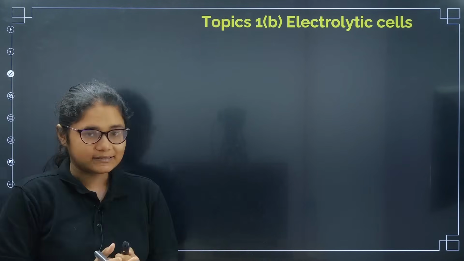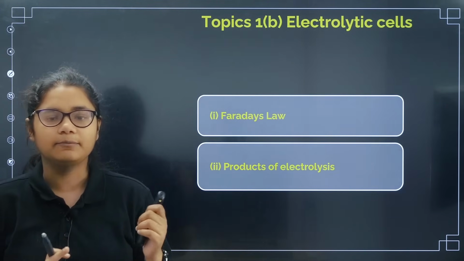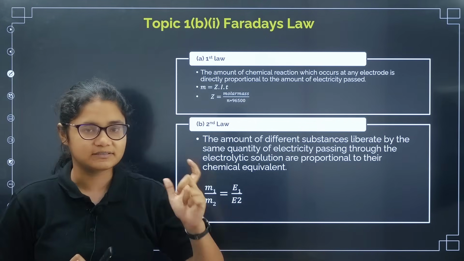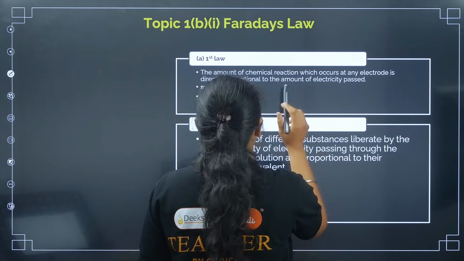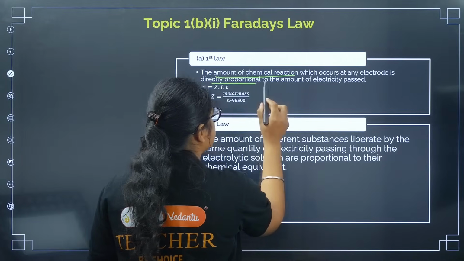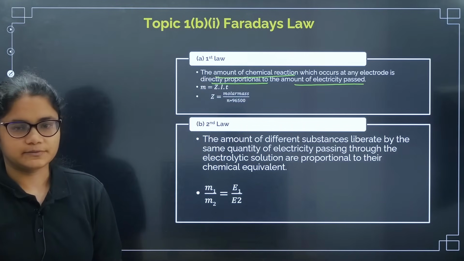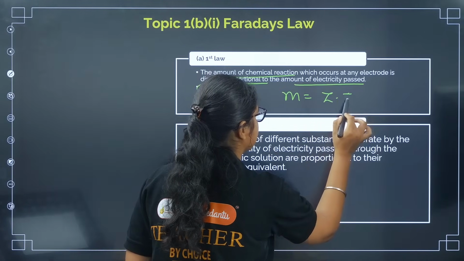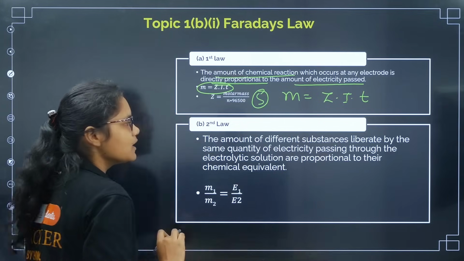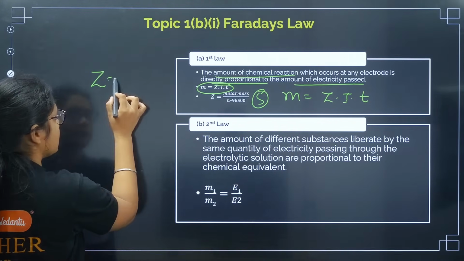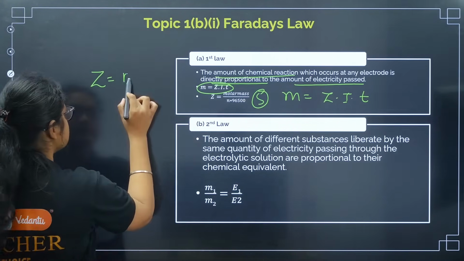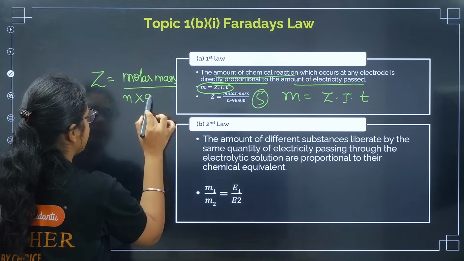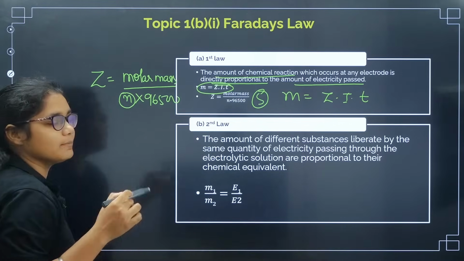Now coming to the electrolytic cell, here we are studying Faraday's laws and products of electrolysis. According to Faraday's first law, the mass deposited, you can just write down this much, that the amount of chemical reaction is directly proportional to the amount of electricity passed. So what is the formula? M is equal to ZIT. I'll write here M is equal to Z into I into T. Formula number 5. Now what is Z here? Z is called the electrochemical equivalent. How to calculate it? Molar mass divided by n into 96500. What is this n? Number of electrons involved.